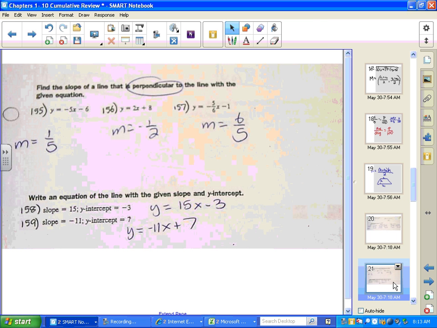Okay, 155, m equals 1/5. 156, m equals negative 1/2. 157, m equals 6/5. 158, y equals 15x minus 3. 159, y equals negative 11x plus 7. Questions on that part? Annalise?